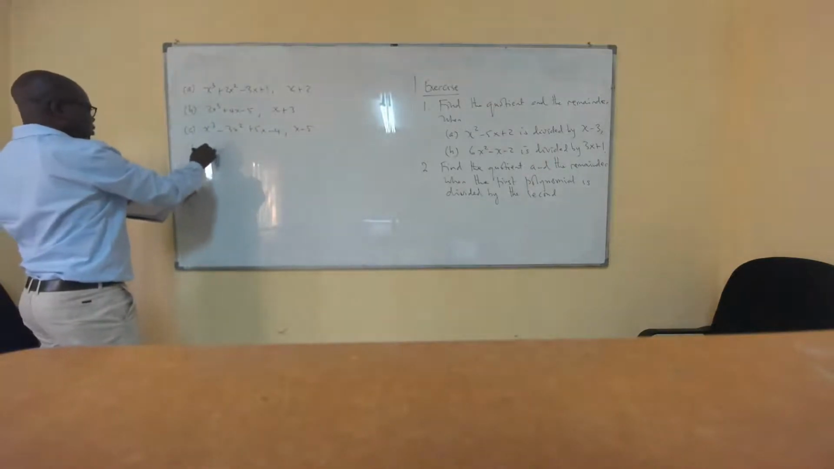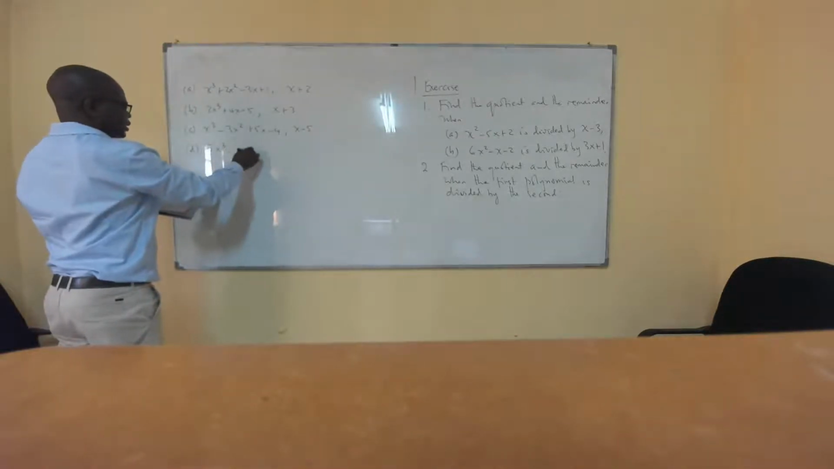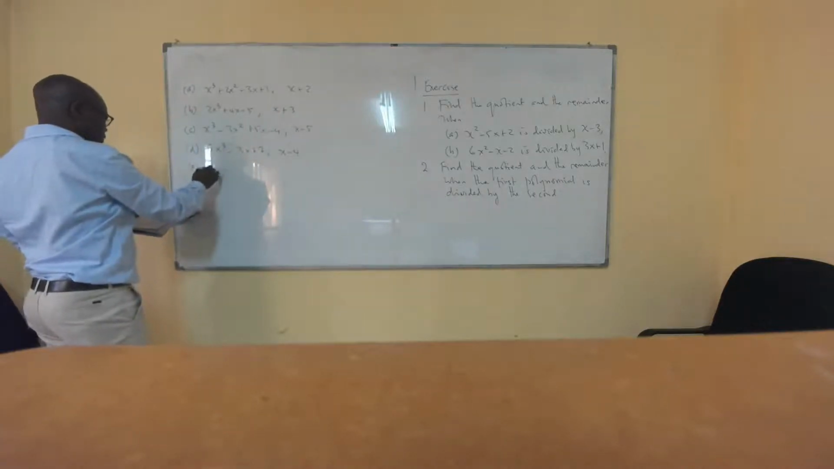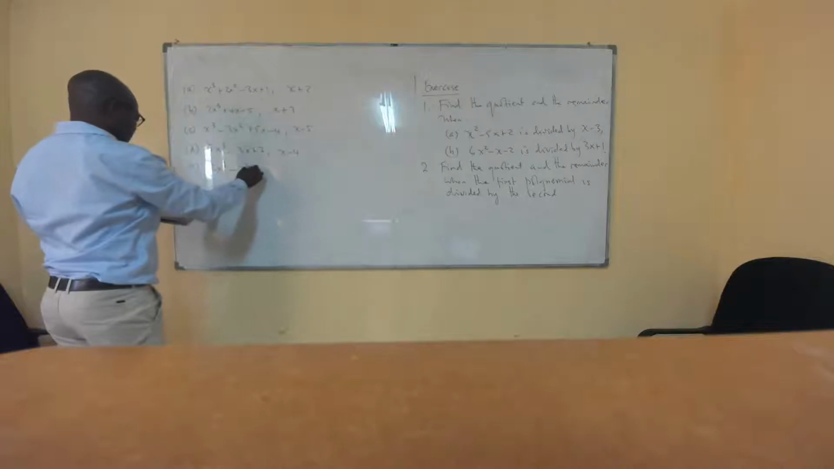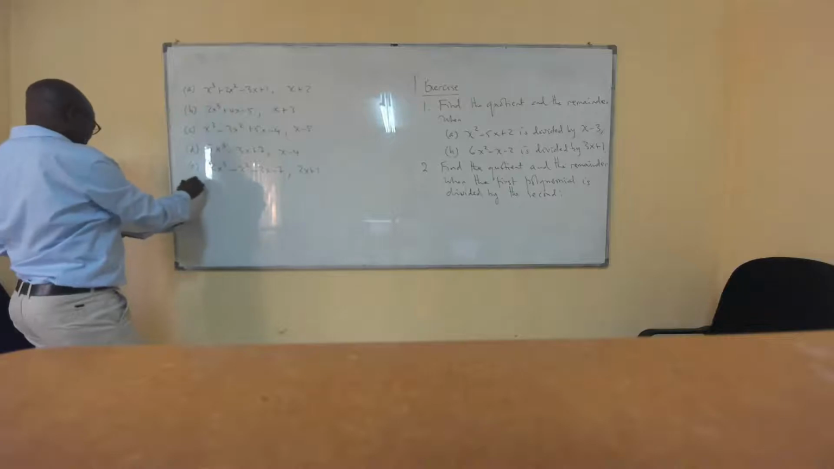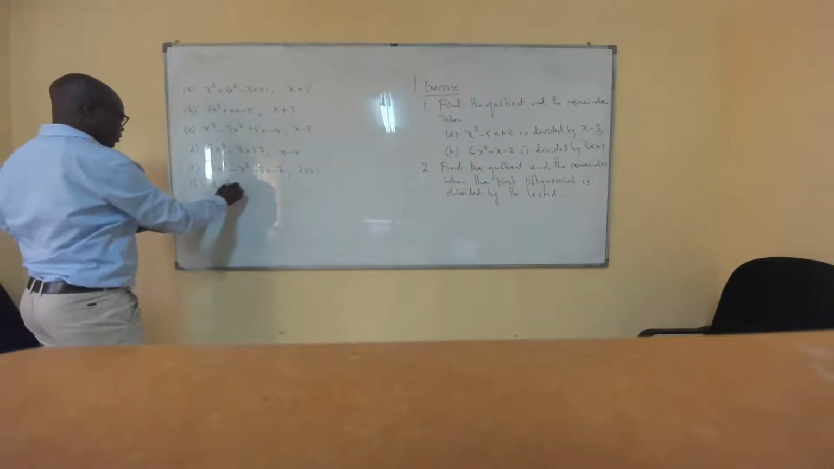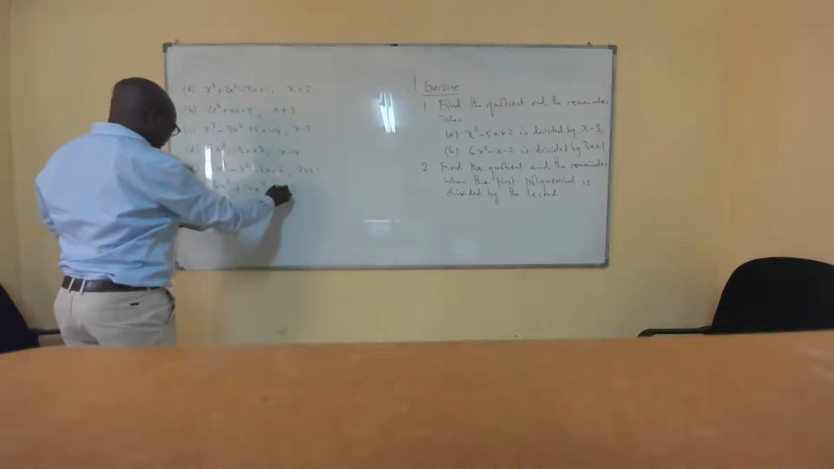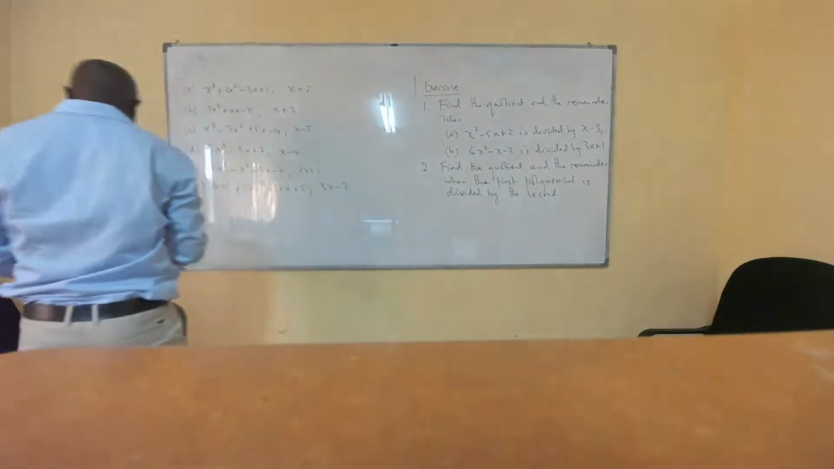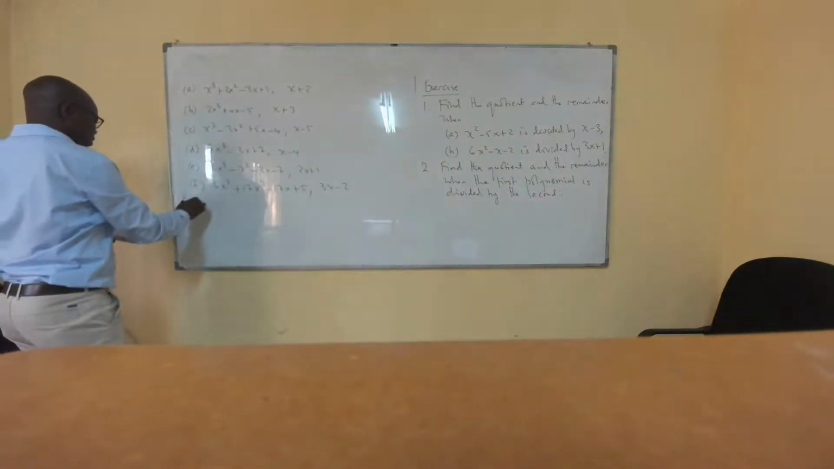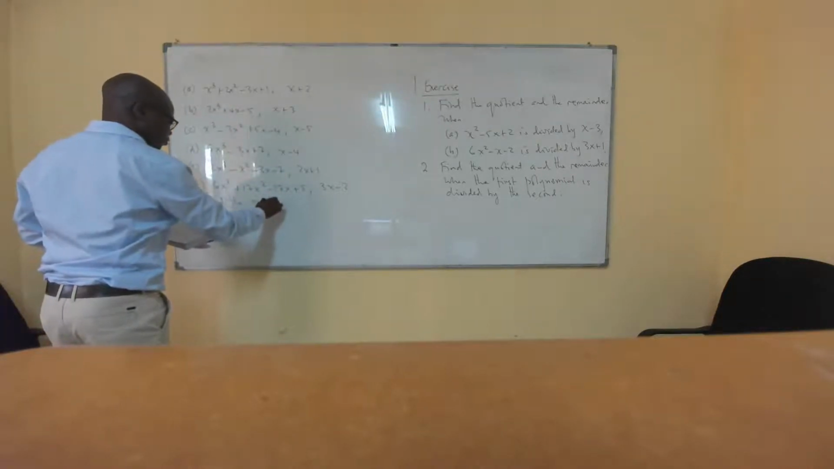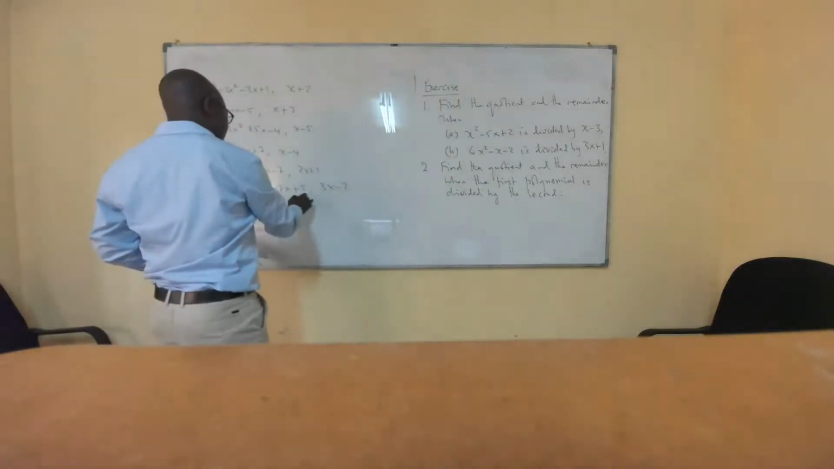D, 5x to the power 3 minus 3x plus 7. E, 2x to the power 3 minus x squared minus 3x minus 7, divided by 2x plus 1. F, 6x to the power 3 plus 17x squared minus 17x plus 5. When you divide it by that, 3, find the quotient and the remainder.